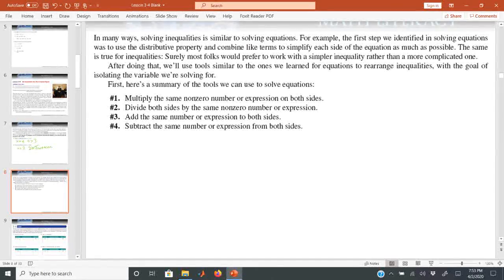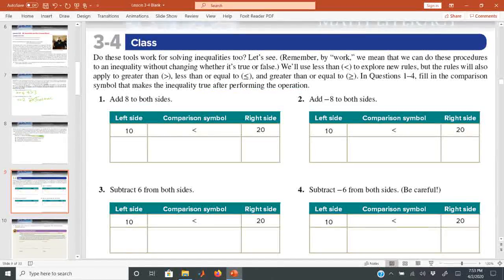Before you do that, though, these are the tools we use to solve equations. Basically, we did the same thing to either side of the equation, whether we multiplied, divided, added, or subtracted. We're going to do an investigation today to see if we can do the same thing with inequalities. So for the classwork, go ahead and do 1 through 4, and then come back to the video, and we will discuss it all at once.